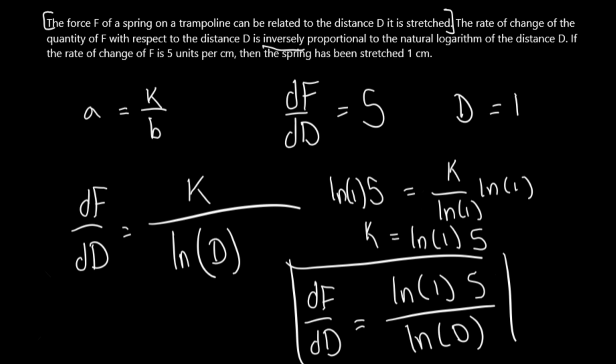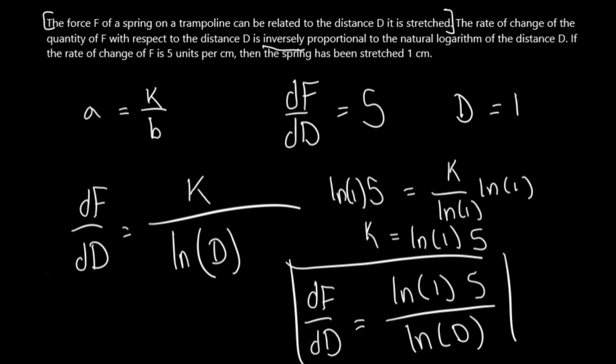Now, I don't have a calculator with me, but if you do, you could simplify the natural log of 1 times 5 and then plug that back into the original differential equation, which is dF over dd is equal to k over the natural log of d. Now that you have your k value, you can plug that in. So your final answer, or your differential equation for the problem, should be dF over dd is equal to the natural log of 1 times 5 over the natural log of d. And that is your answer.